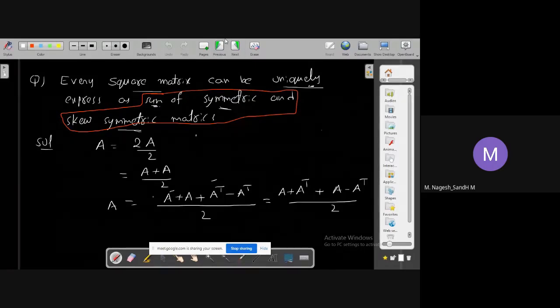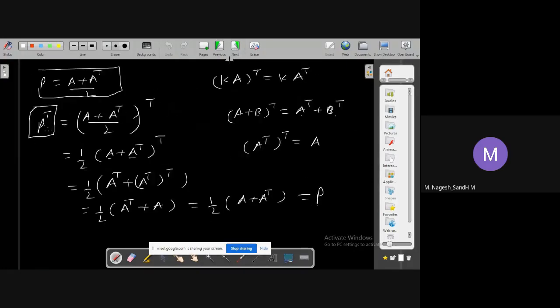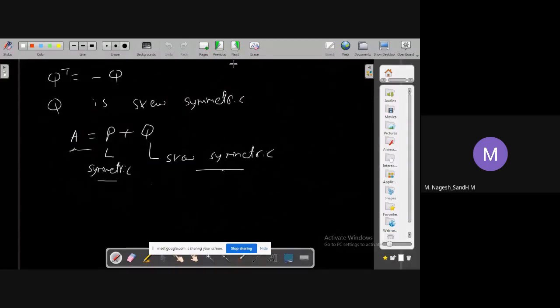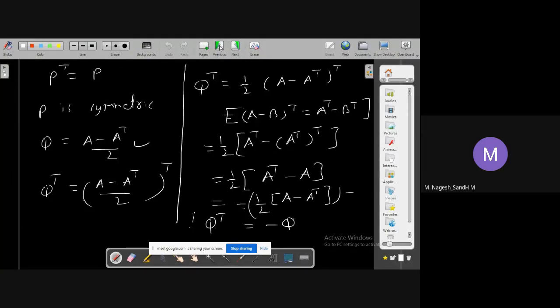Suppose in the exam you are asked to prove that every square matrix can be expressed as a sum of symmetric plus skew symmetric, you have to write all these things. Writing up to A equal to P plus Q is also enough. No need to prove uniqueness. If you are able to prove it, you can. Otherwise, you stop at A equal to P symmetric plus Q skew symmetric. So that is today's class.